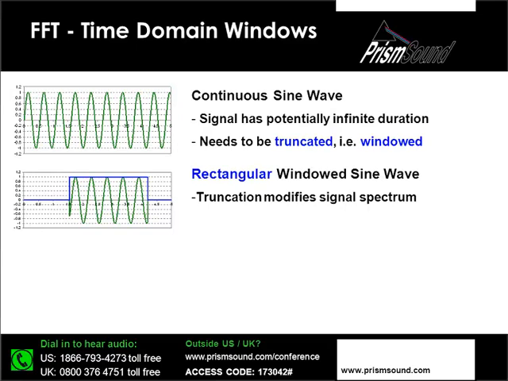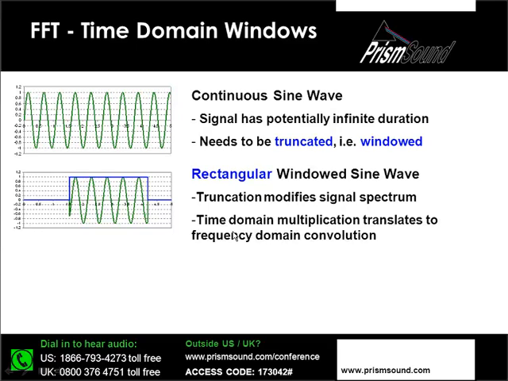Now, as I've attempted to illustrate in this diagram here, the truncation process, the windowing process, effectively modifies the signal and its resulting FFT spectrum. And you can think of it one of two ways. In the crude visual way that I've illustrated on screen, there is effectively a discontinuity between the start of this buffer and the end of this buffer.